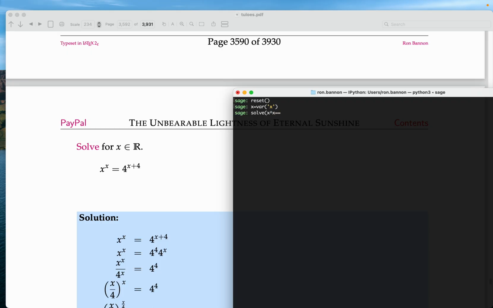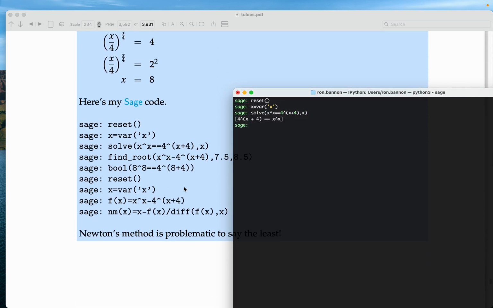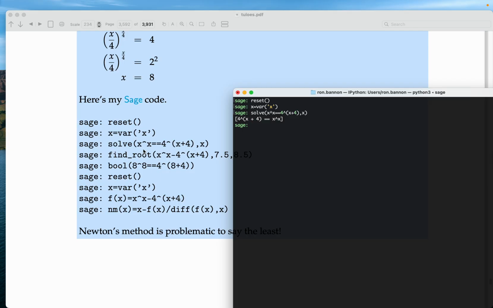Now equal in Sage is an equation, it's a double equal sign. And if you use a single equal sign, it's an assignment operator. So I'm going to say 4 to the x plus 4, that goes in parentheses. And we're solving for the letter x. All right. It returned, and what does it do? It just repeats, it doesn't do anything. All right, so over here, that really didn't do a good job.